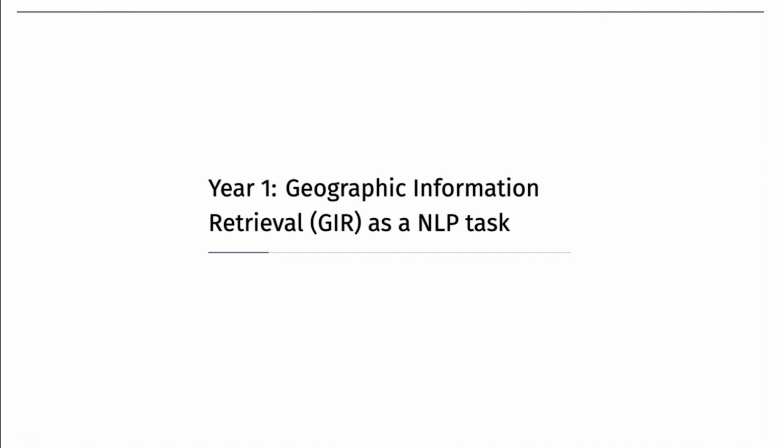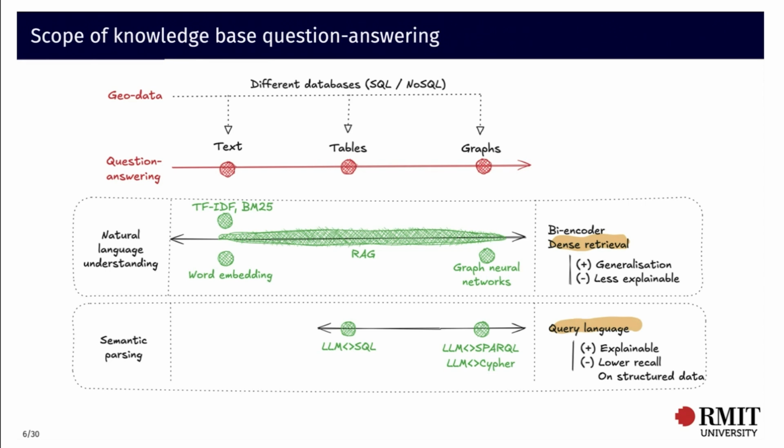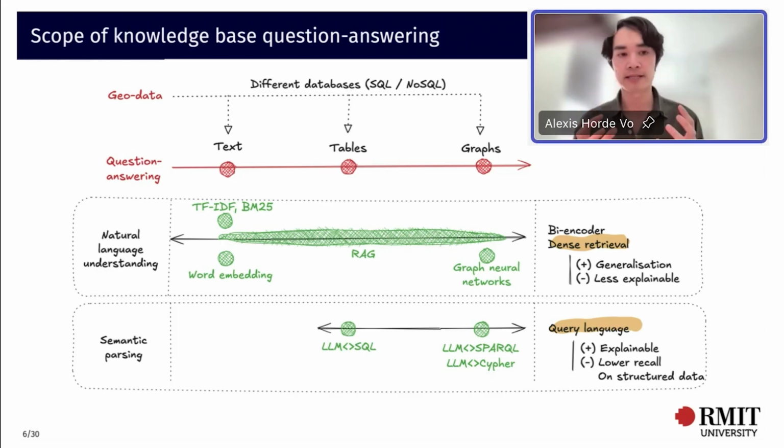So in terms of geographic information retrieval, I will give a general overview of the scope in question answering. Spatial information is extremely rich, and it can be decomposed into different types of knowledge bases, such as texts, tables, and graphs. In the domain of natural language processing, researchers have 2 approaches to answer a question. Either they use dense retrievers, for example, where each text, table or graph is represented in the form of vectors, and we calculate a similarity between the vector that represents a query and the vector that represents a potential candidate. Multiple works have been done around word embeddings, with retrieval augmented generation and also with graph neural networks.